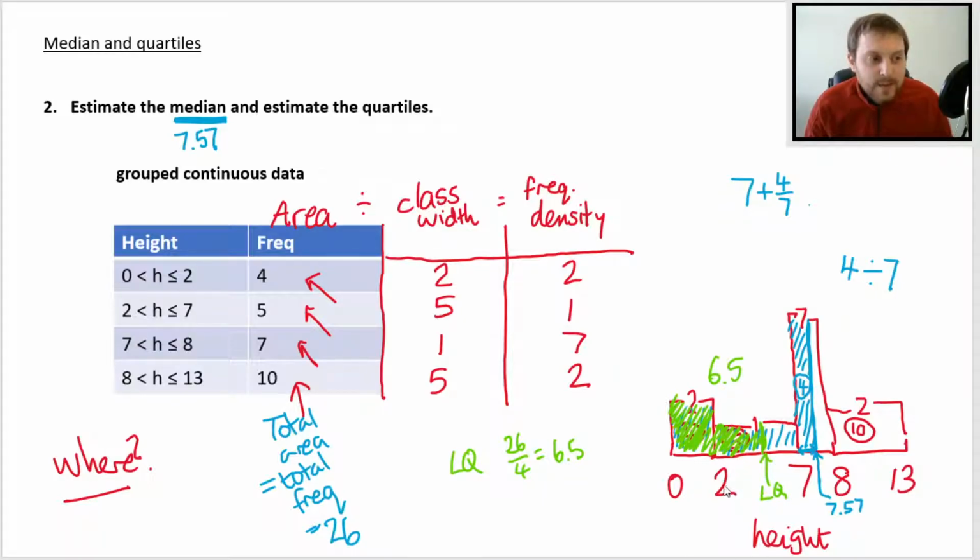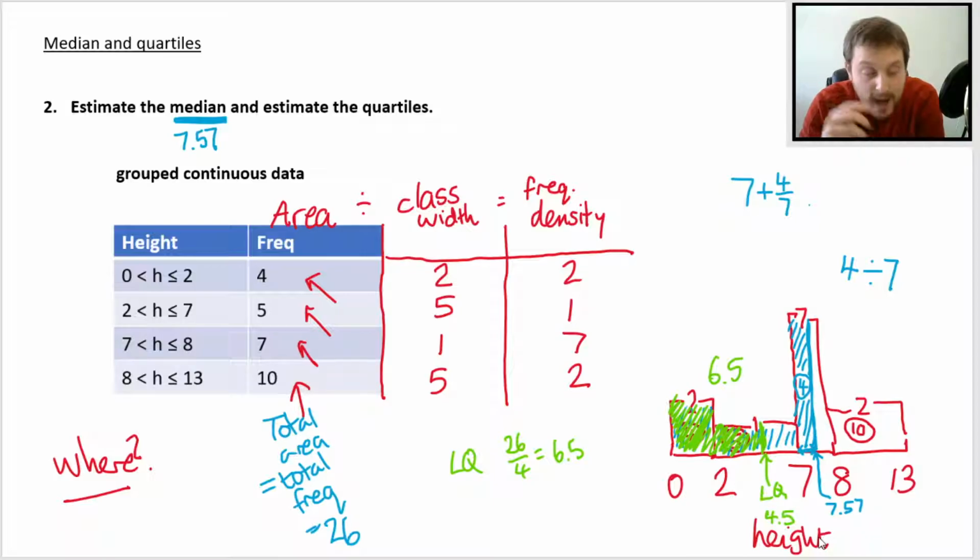And 2.5 is actually quite nice, as it happens, for this particular question, because it has a height of 1 and it needs to have an area of 2.5. So the width is 2.5. And I'd need to add that to 2. So it'll be 4.5, right? And that happens to be halfway between 2 and 7. So straight away I've got my lower quartile as 4.5.